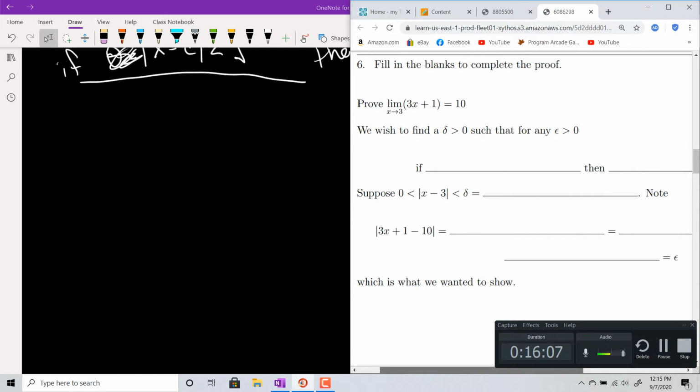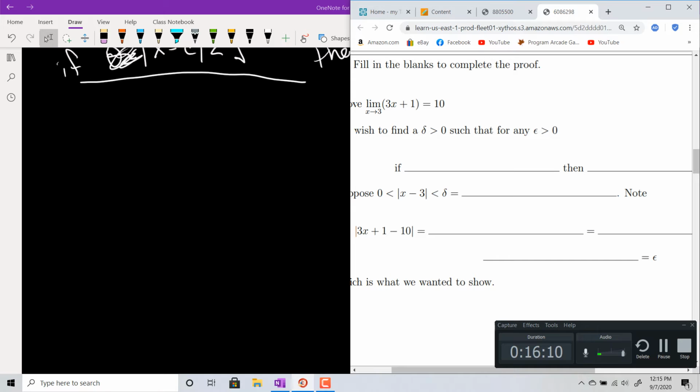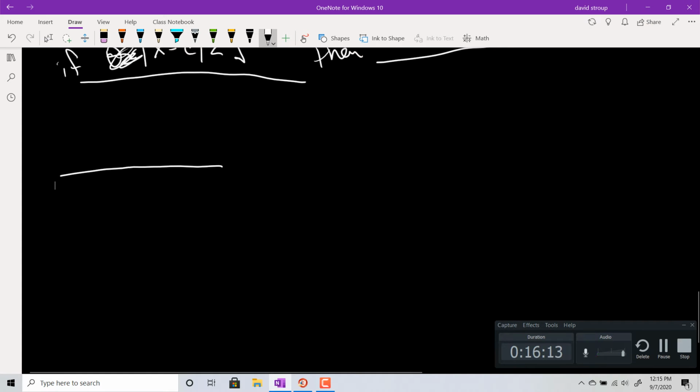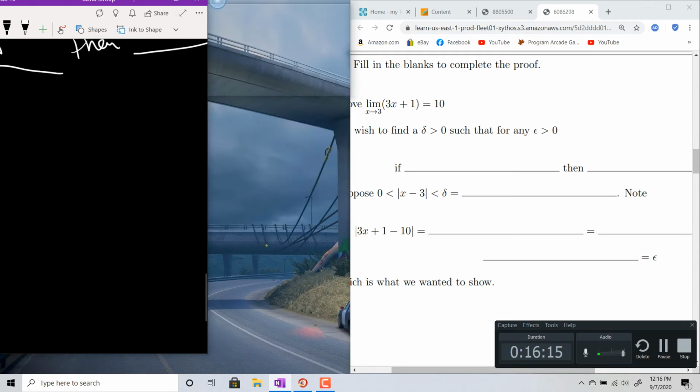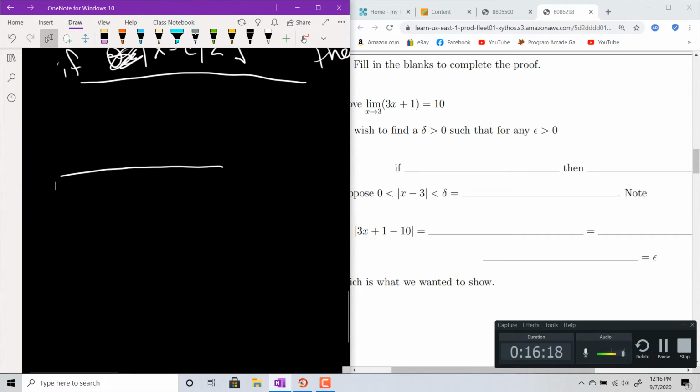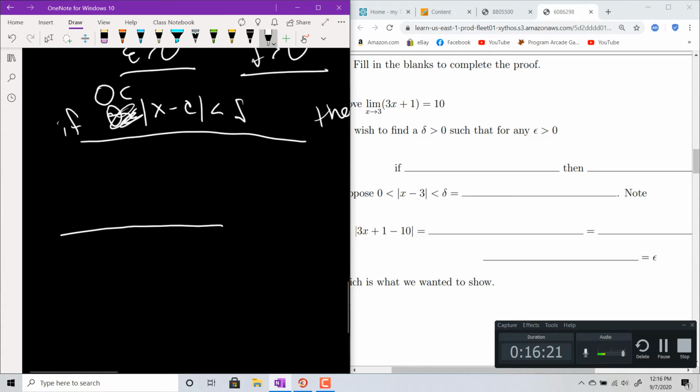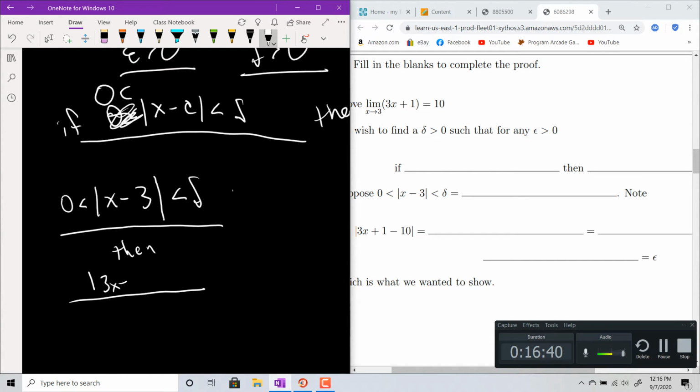Okay, we wish to find a delta such that for any epsilon greater than 0, if, in that first blank, we're making the x minus c statement. So if the absolute value of x minus 3, and you get 3 from the limit there, has to be greater than 0 but less than delta. Then the next blank is a statement about f of x, right? So f of x, which is 3x plus 1, minus L, which is 10, should be less than epsilon.